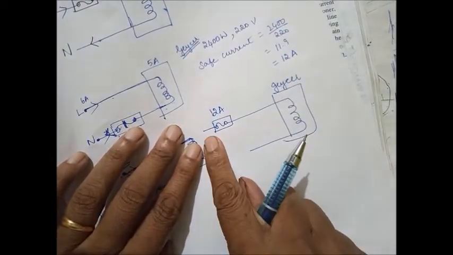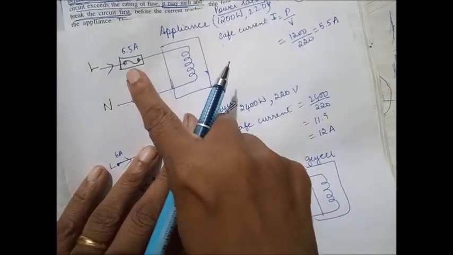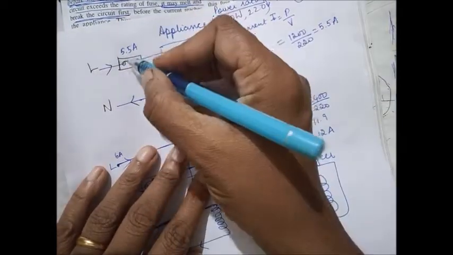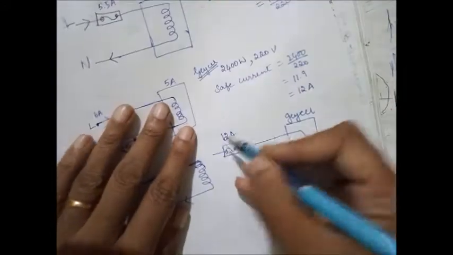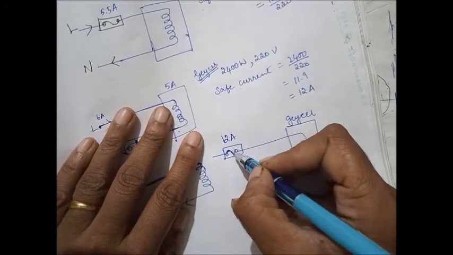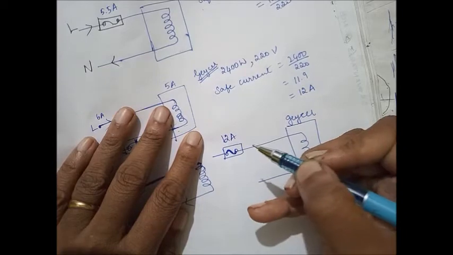So I should put a fuse wire. Basically, what will be the difference between this and this? This will be a thinner wire. A fuse wire of current rating 5.5 will be thinner, and one of 12 ampere will be a little thicker, so that it will not melt so easily.